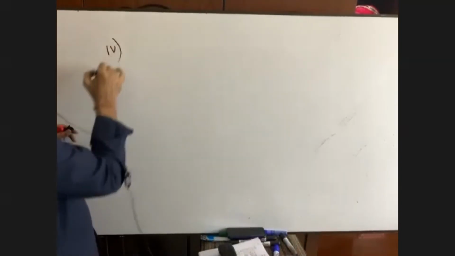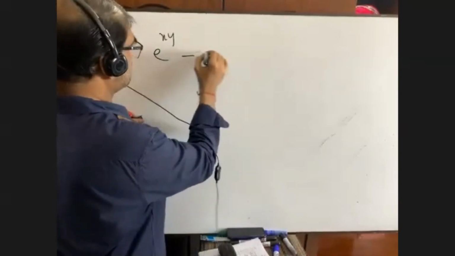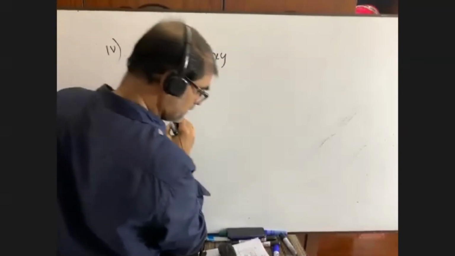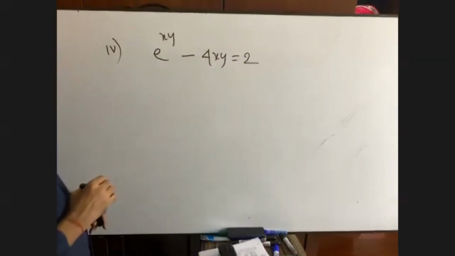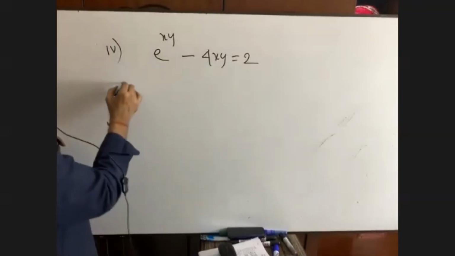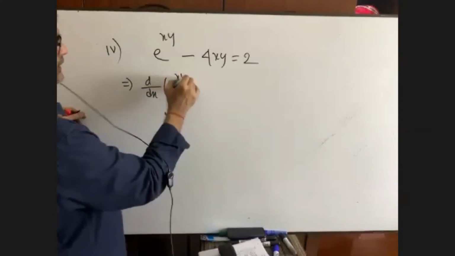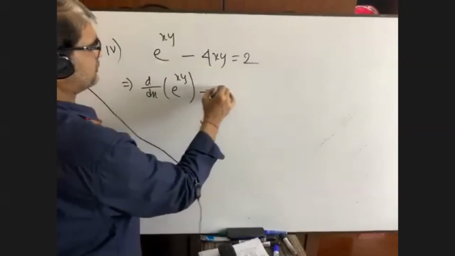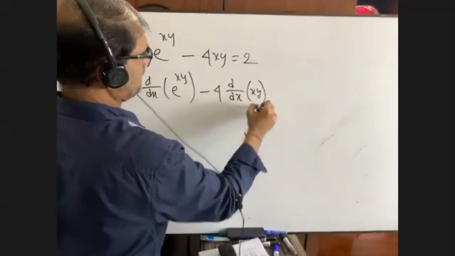Question number 4. e to the power xy minus 4xy is equal to 2. Another important math. Can you do it? Talk to me. d by dx of e to the power xy minus 4 d by dx of xy is equal to 0.